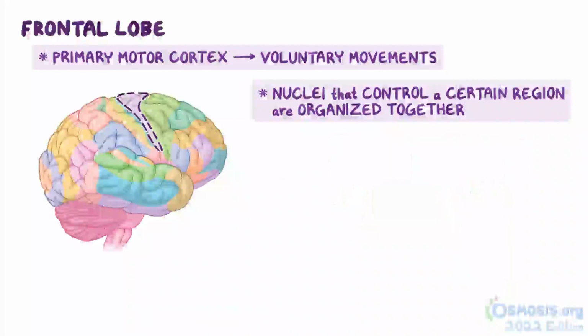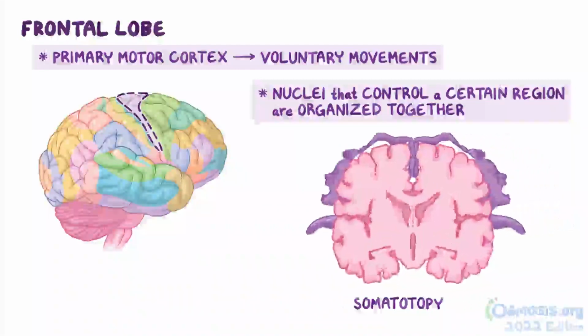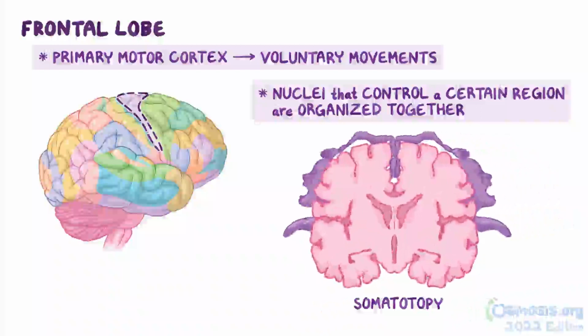This unique and elegant arrangement of body parts in the cortex is called somatotopy. This can be visually represented by drawing the body part above the cortical area that controls it, so it looks like this, where each body part is noted on top of its corresponding cortical area.